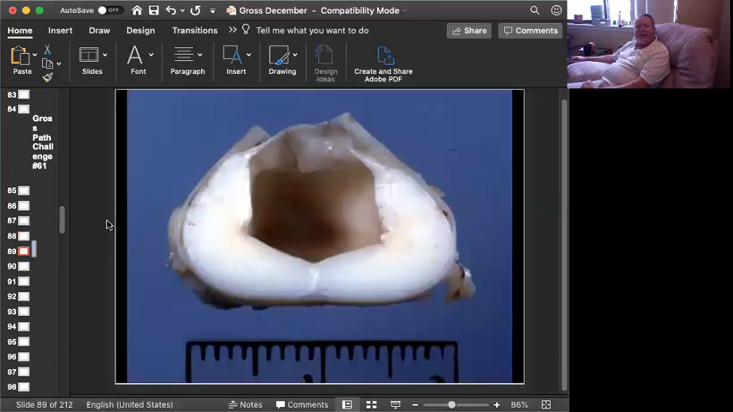So let's go on to slide number 5. This is another fantastic picture. This is tissue from a dog. Can you give me a morphologic diagnosis?